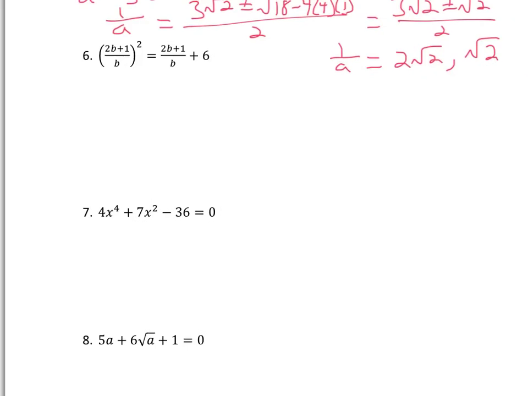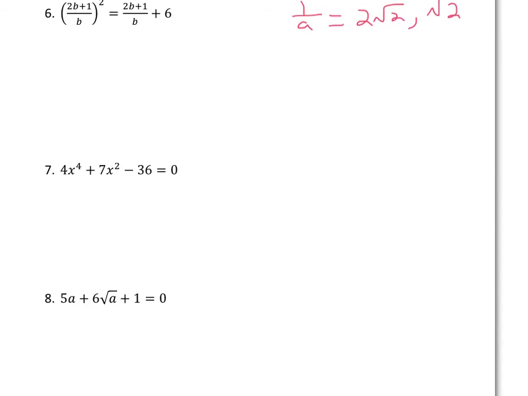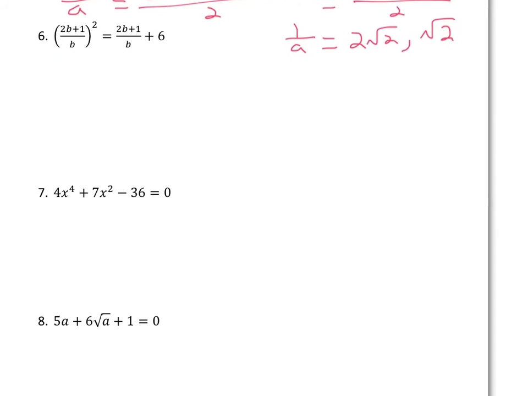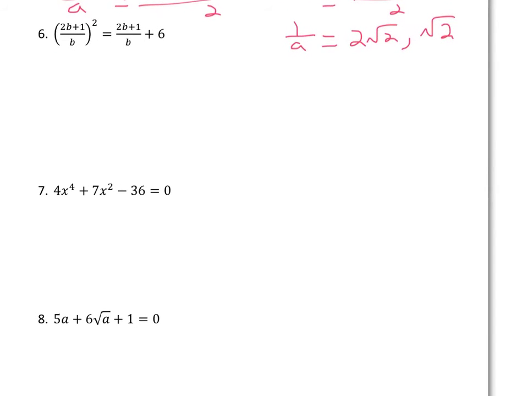Okay, so number 6, this one is set up for us well. The only thing that's difficult is we've got a big substitution. We're substituting 2b plus 1 over b. So let's just make that u equals 2b plus 1 over b. So we've got u squared, bring everything else over, minus u minus 6 equals 0. See, it's easy to factor: u plus 2, u minus 3.